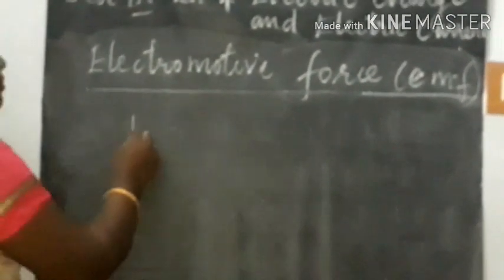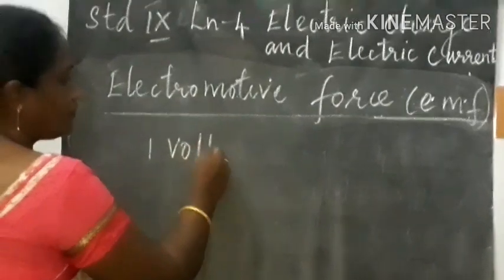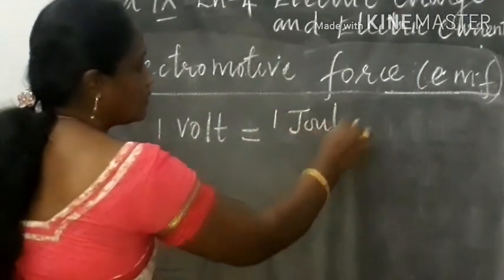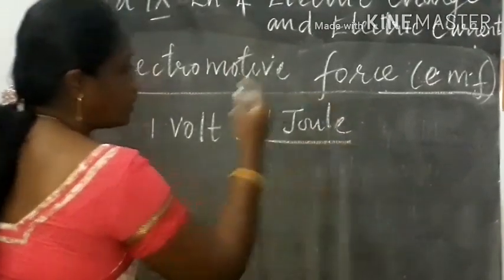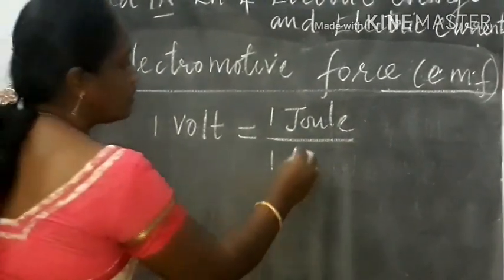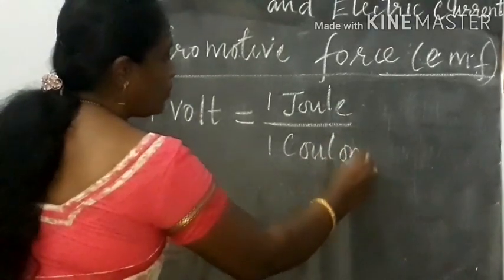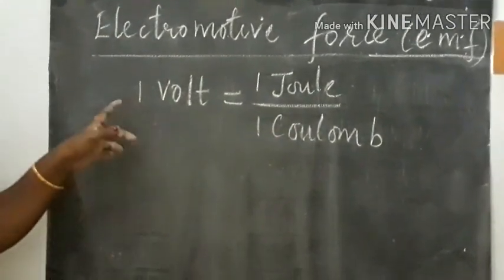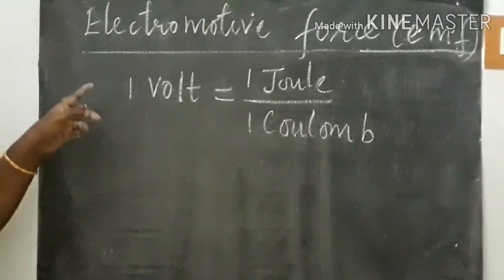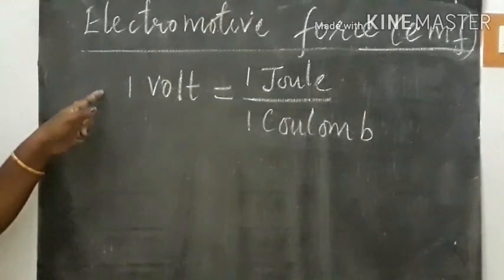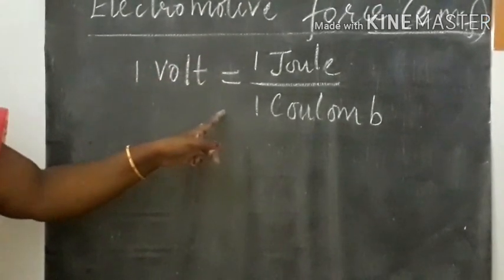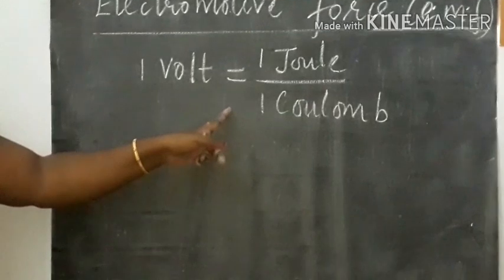So let us now define 1 volt. 1 volt is equal to 1 joule of work done to drive 1 coulomb of charge in a circuit. So what is the EMF of a driving force? The EMF is 1 volt, where 1 volt is equal to 1 joule of work done in driving 1 coulomb, one unit of charge.